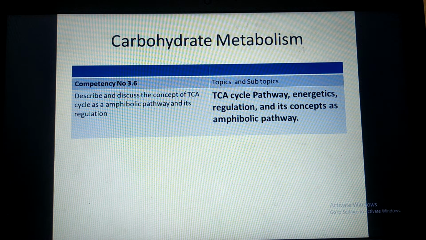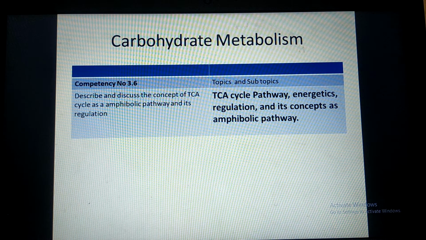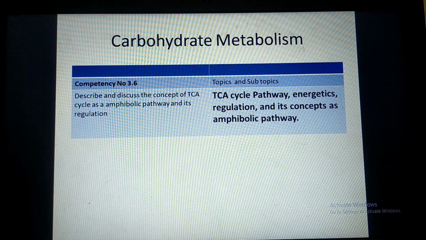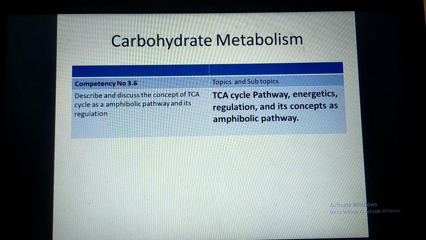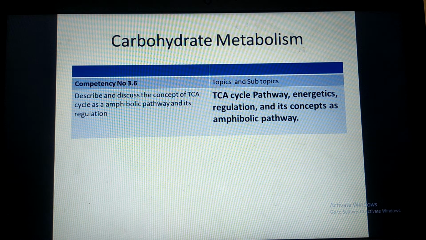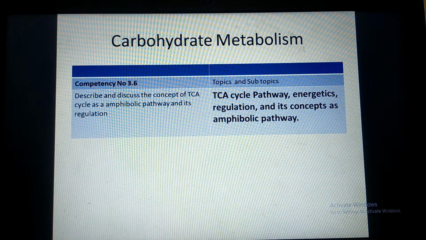Good morning, students. We will continue our topic carbohydrate metabolism. Today's competency is competency number 3.6. In this competency, the topic is TCA cycle, its pathway, energetics, regulation, and its amphibolic nature.